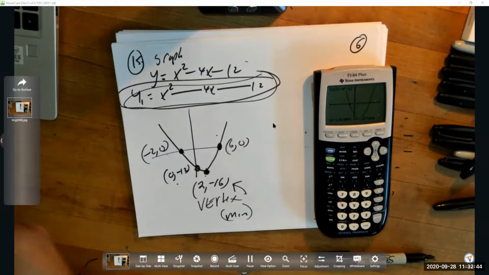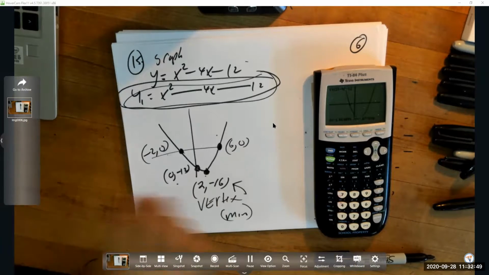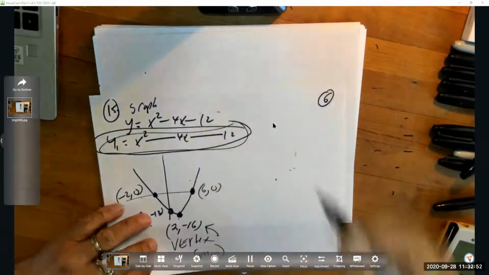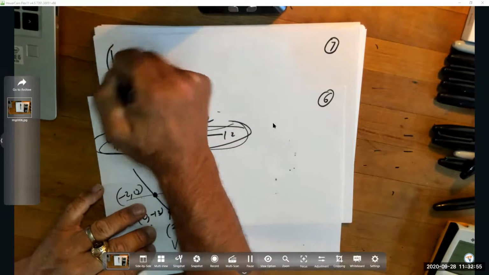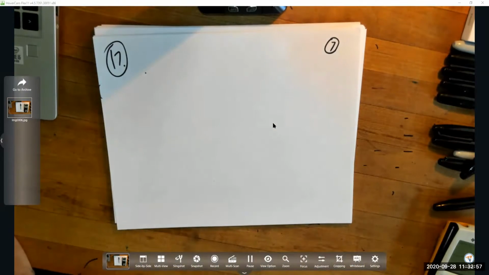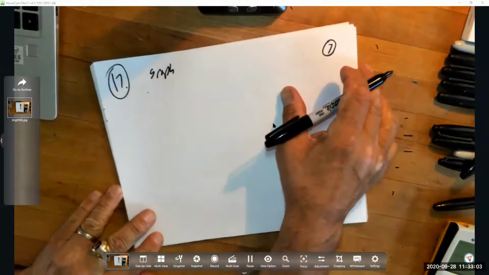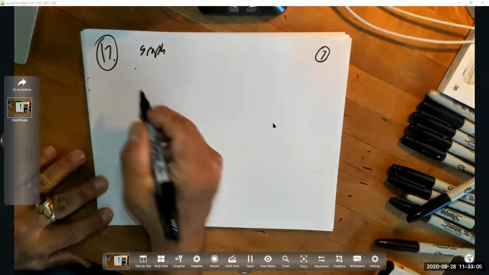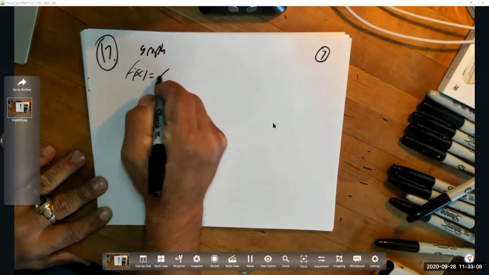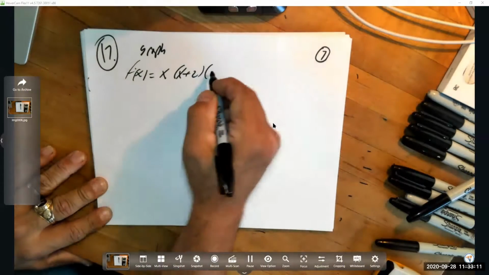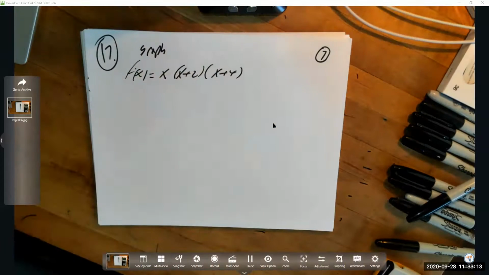So I'm going to go to the next graphing problem on the list. Number 17. That's a graphing one, so I'm going to do that one now. Okay, this one says graph f of x is x times x plus 2 times x plus 4. There, it looks like that. X times x plus 2 times x plus 4. Okay, so now I'll put it in the calculator.